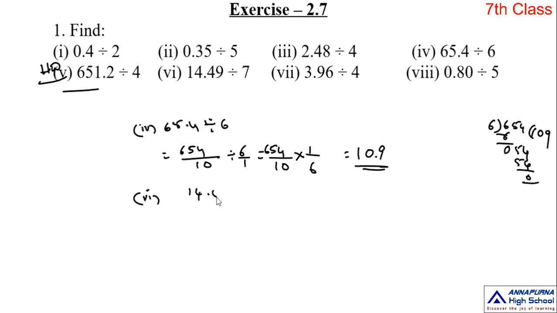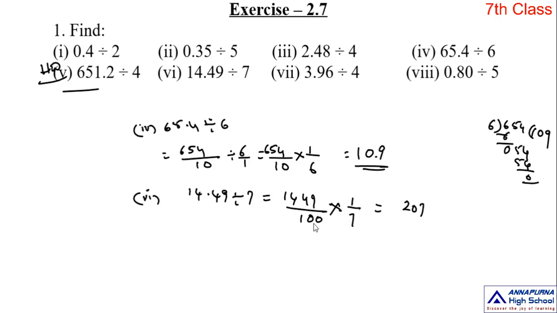Next, the sixth one is 14.49 divided by 7. Very easy. All are the same; the procedure is the same. 1449 by 1 followed by 2 zeros. Divided by 7 means 7 by 1. Therefore 1449 by 100 into the reciprocal of 7 by 1, which is 1 by 7. Now in this, how many times is 7? You divide 1449 by 7, which is equal to 207.